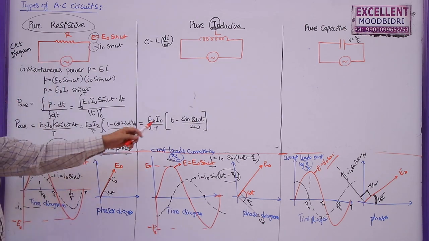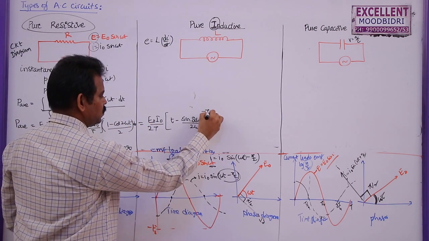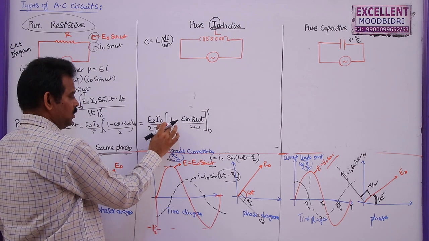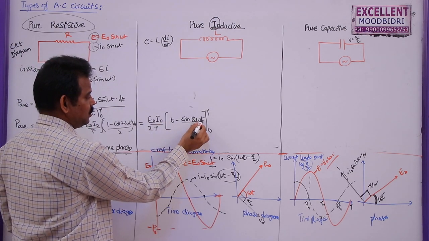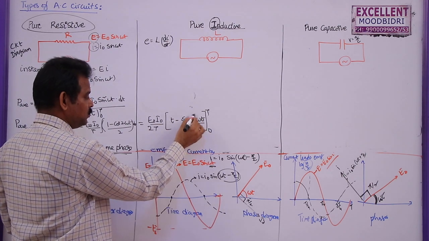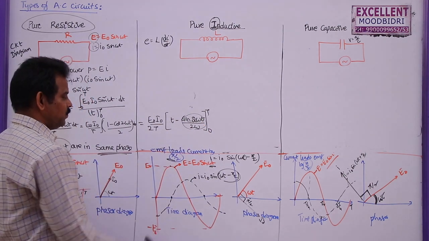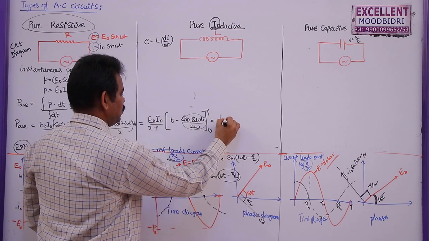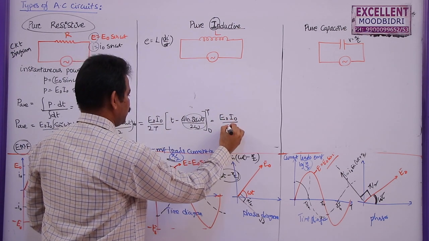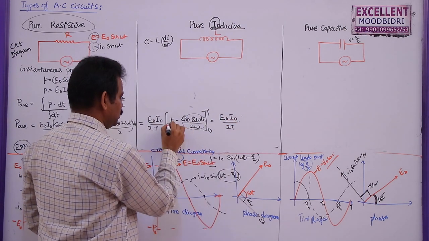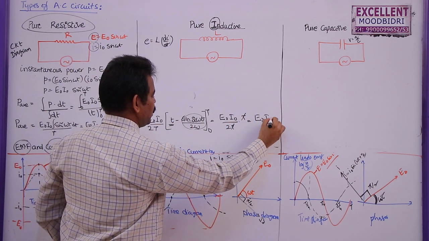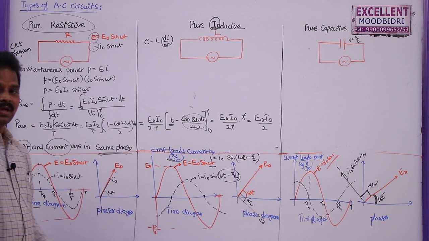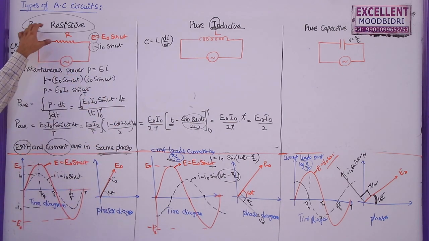Now what are the limits here? The limits are 0 to T. If you substitute T here, this will become capital T, and the sin 2 omega T term is always 0. That's why you can write this as E naught I naught by 2T into capital T. These two get cancelled, and this is E naught I naught by 2. So what is the average power consumed by the pure resistor circuit?